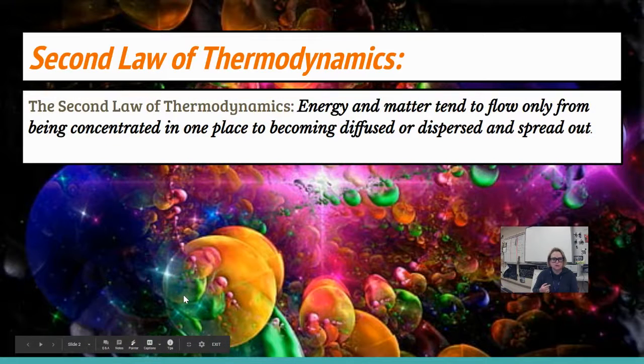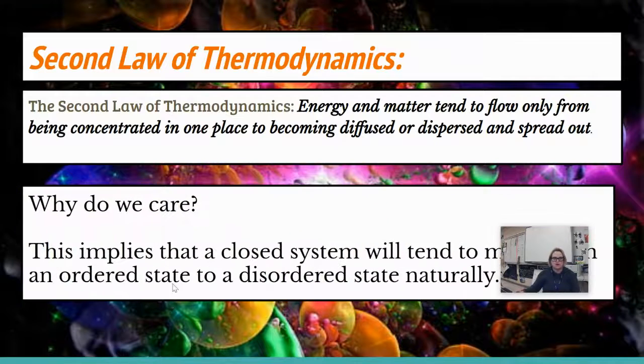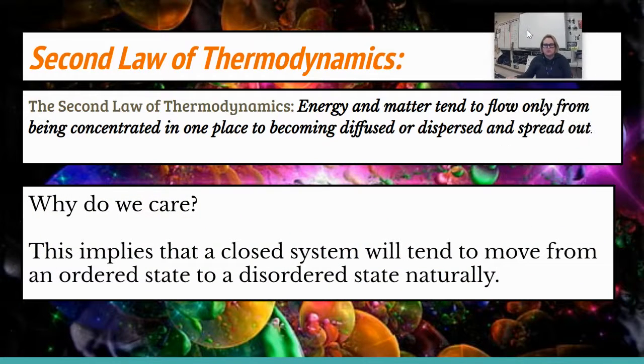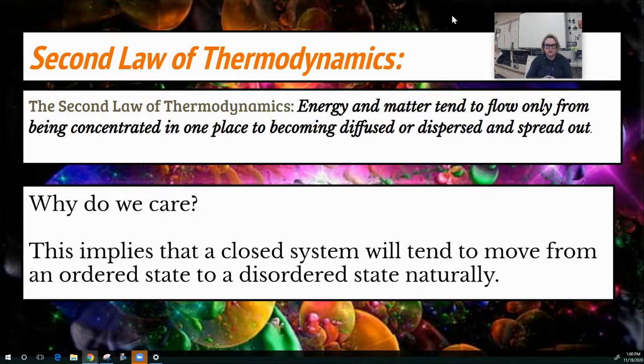The second law of thermodynamics says that energy and matter tend to flow only from being in a concentrated spot to being one that is completely spread out. So energy likes to go from concentrated to spread out rather than spread out to concentrated. Why do we care about this in terms of chemistry? Because if we've got a system that's closed, energy will tend to move from an ordered state to a disordered state naturally. The opposite tends not to happen.